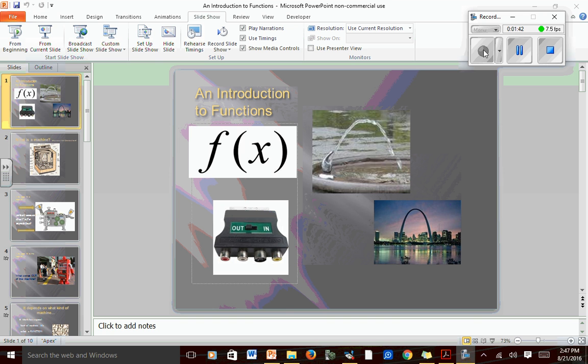I'm going to start off with a little introduction to functions before we get going, and we'll get to that lesson. It won't take us very long.